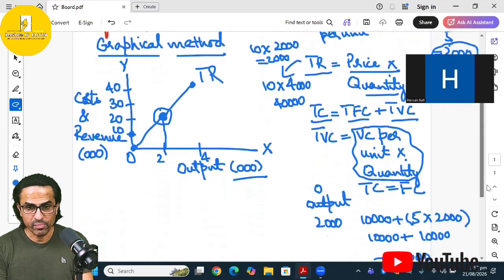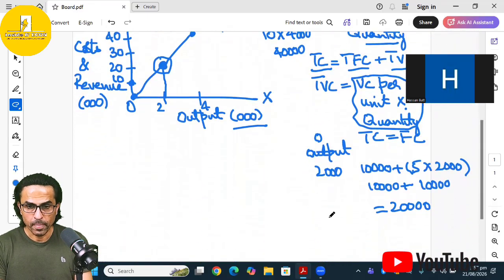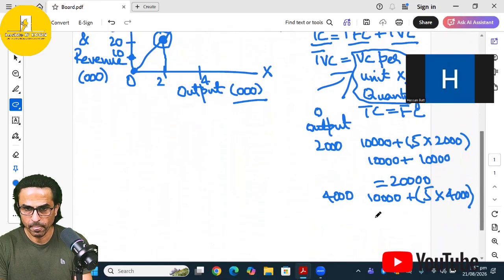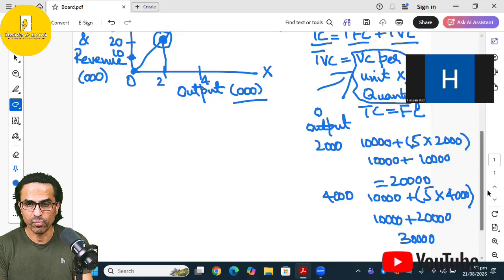Okay, now we further go on to find out the total cost at 4000 units as well in the same manner. Again, what is the fixed cost? 10,000, because it won't change. Output changes, but fixed cost does not change. You know that. And then variable cost is 5 given in the data. And then now we'll multiply it with quantity. Quantity is right now 4000. Okay, that is the formula we are using for total variable cost. So now what would be the answer? 10,000 plus 20,000, right? So total cost would be 30,000 at 4000 units.